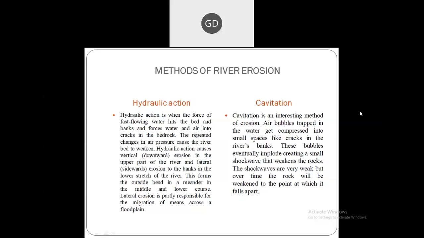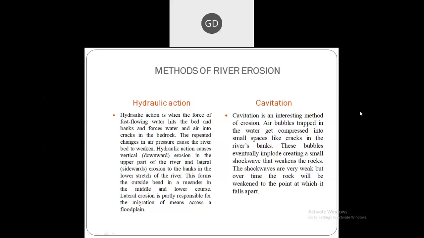So hydraulic action is the loosening and removal of the materials from the rocks. It is a mechanical process, the loosening and removal of the material from the rocks, and this happens due to the pressure exerted by the running water.